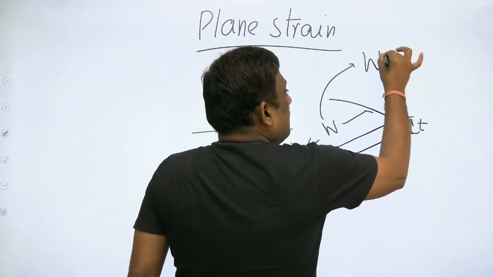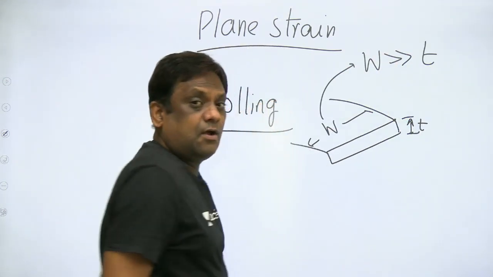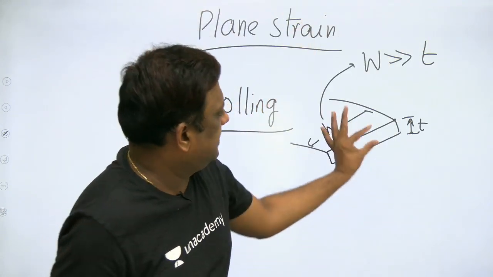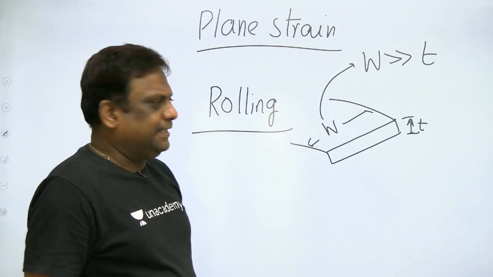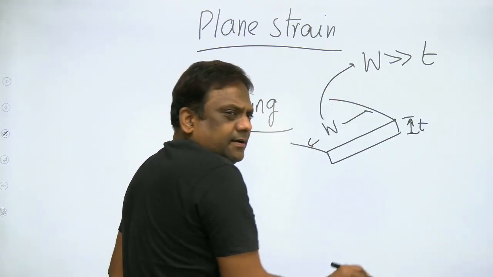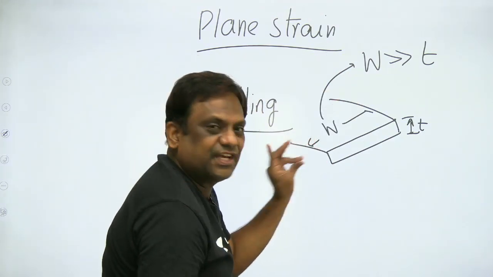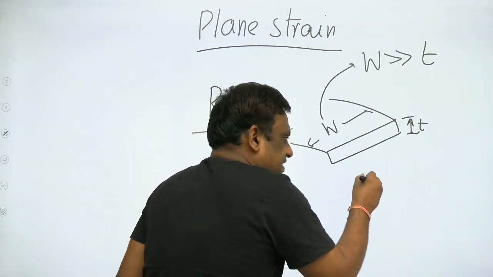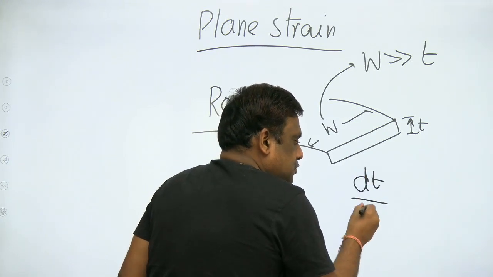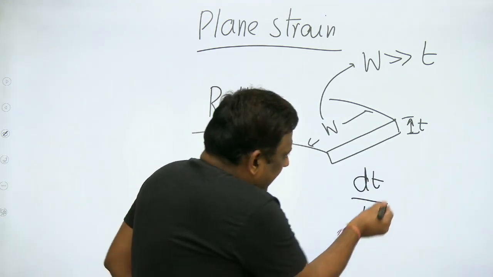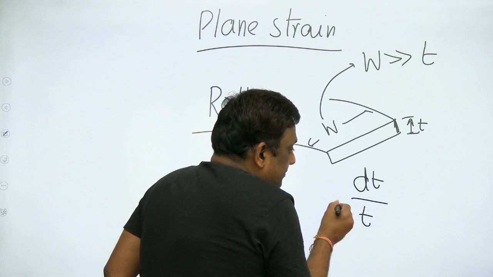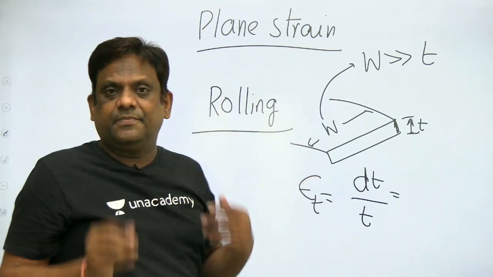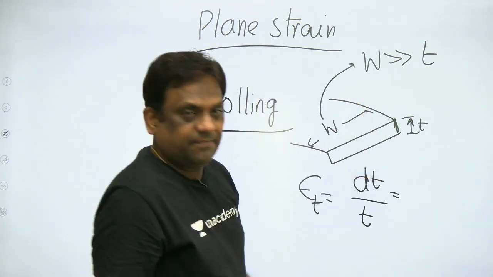W is very much larger than thickness. One dimension is very large compared to the other. This thickness is very small. Look, when it is rolled, thickness is changing. So I will write the strain in the thickness direction as change in thickness to the thickness. As the thickness is very small, this strain in the thickness direction is appreciably large. Means there is a strain in this direction.